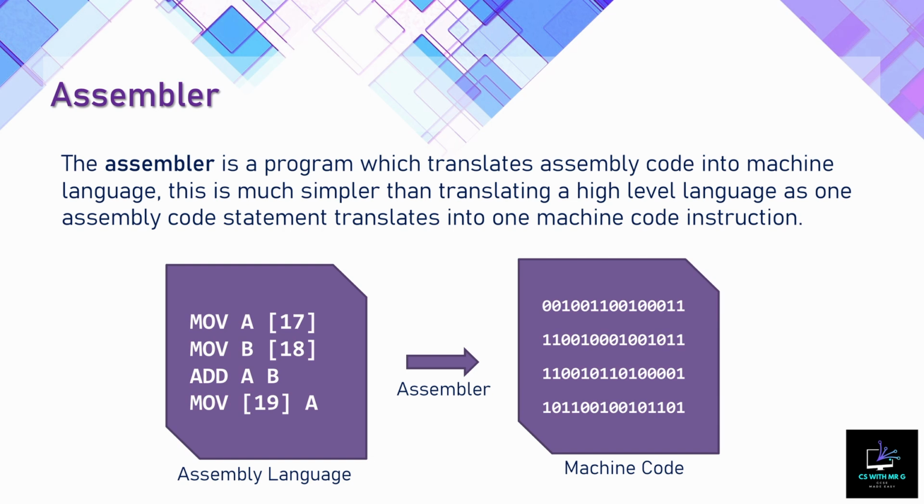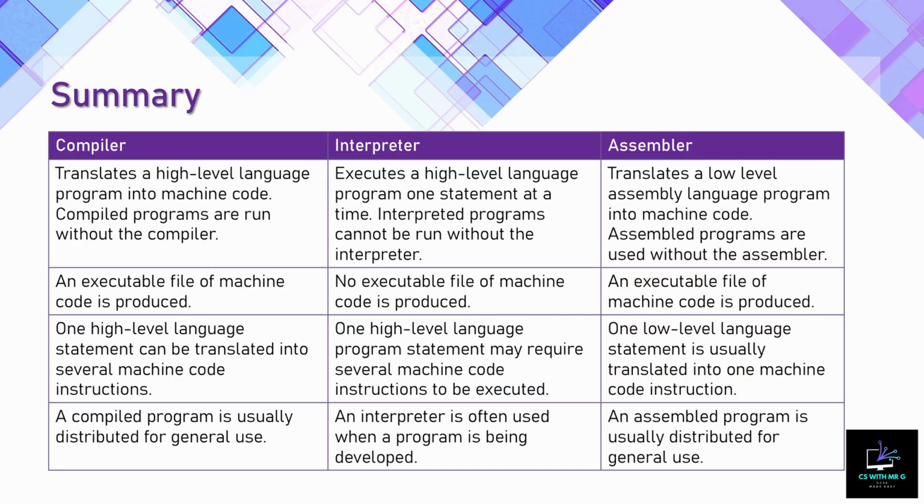The last technique is what we call an assembler, and this only applies to the translation of assembly code into machine language. And like we've mentioned, it's the easiest way, and it's much simpler than translating any high-level language into the machine code that the computer needs. We've mentioned previously that assembly language is directly transferable into machine code, so the job of an assembler is much easier than a compiler or an interpreter. So there's a summary of all three.